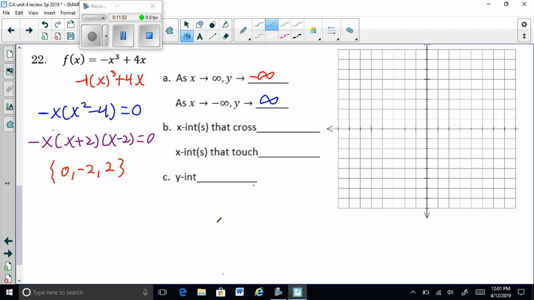And once again, you'll notice that all my factors are odd again, okay? And so they're all going to cross. So 0, -2, +2, they all cross. Don't have any that touch. So we'll probably see some of those on the next slide. Y-intercept's pretty easy because if you plug in 0, you're going to get 0, so that's my x-intercept, so it automatically makes it the y-intercept, okay?